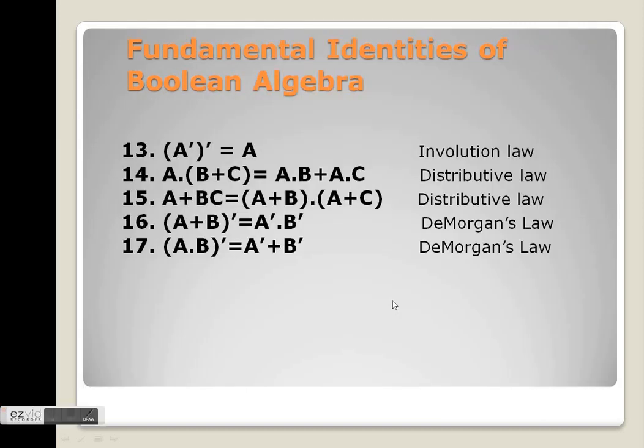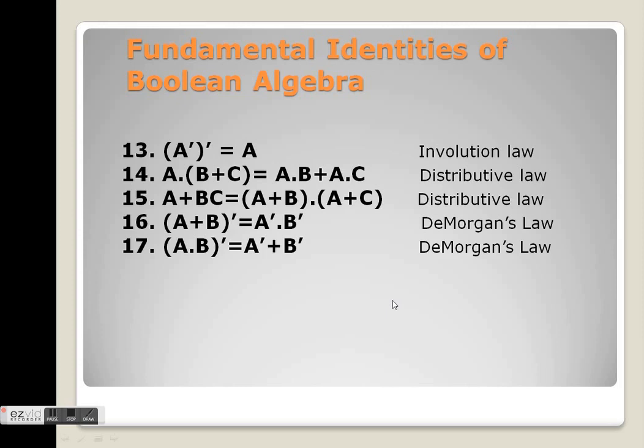Now we will discuss a few more Boolean algebra identities. First one is A double bar is equal to A. It means if we apply the complement operator twice on any Boolean variable, we will get the same Boolean variable in the result. For example, 0 double bar is equal to 0 and 1 double bar is equal to 1.